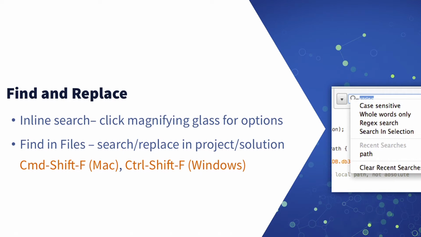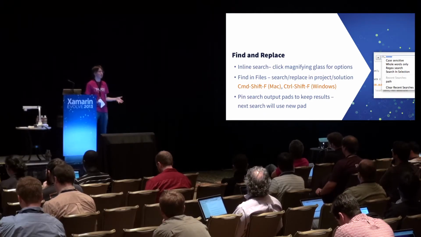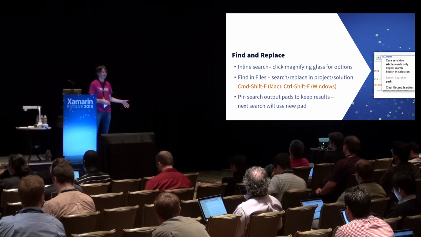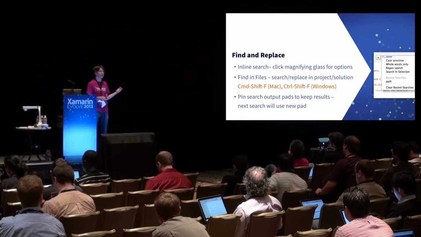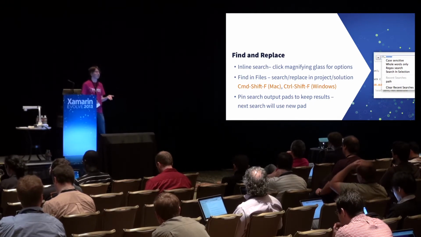Find in files, also very important. That lets you search in the project and in the solution. Now, often you want to search for something, and then you want to search for something else, but you also want to remember your previous search. Now, find in files, find references, and so on brings up a search pad. If you do another search, it clears out the search pad and replaces your previous search results with the new search results. However, in the search pad, there is a little pin icon.